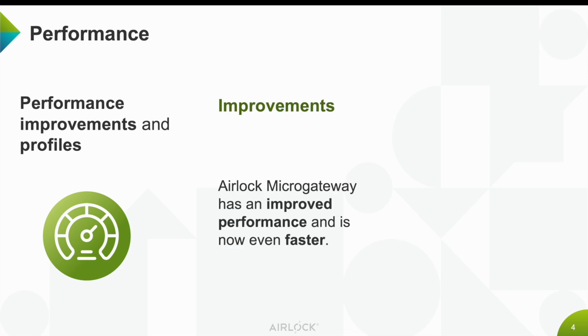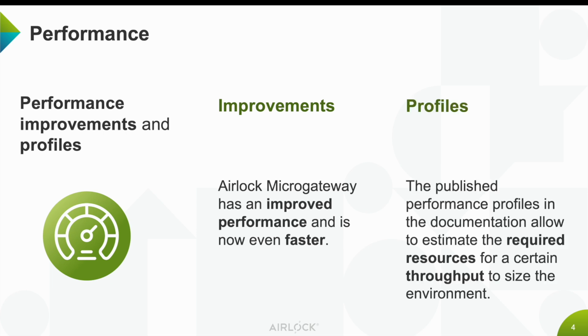The performance of Airlock Microgateway was already very great. Nevertheless, we increased the performance of the engine and the operator in version 4.7 even more. In addition, we published performance profiles in the Microgateway documentation, so customers can estimate the required resources for a certain throughput to size the environment. In other words, customers know in advance how many engine containers they should deploy to handle the expected throughput.